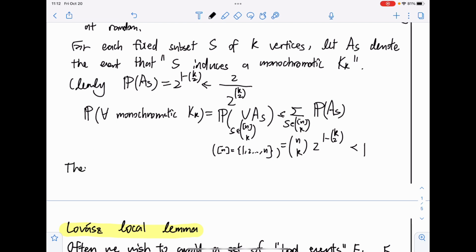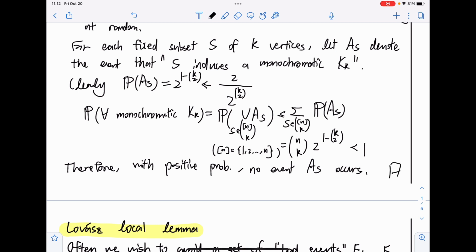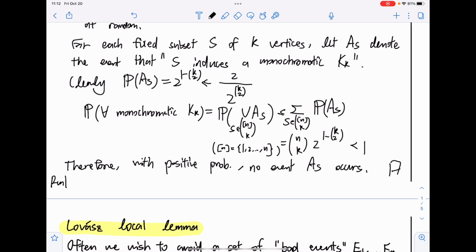Therefore, we can conclude that with positive probability no event A sub S occurs, which is exactly what we want, and it completes the proof. A remark: we can also optimize n as a function of k.